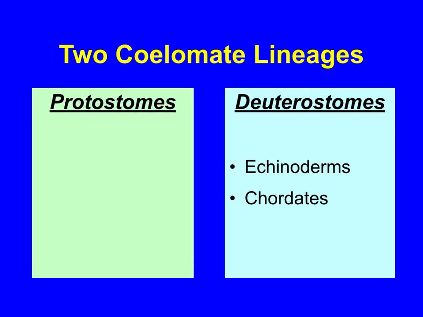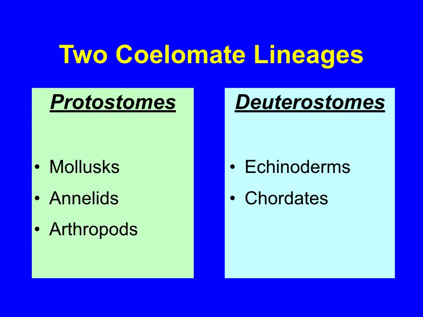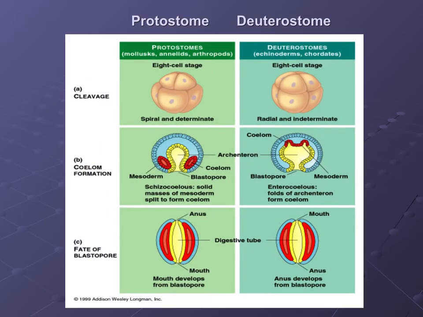So the 2 coelomate lineages, we have deuterostomes, which are echinoderms, or echinodermata, which you're going to find in starfish, things like that, and chordates, which we are chordates, really the vertebrates is where we're going to see it. And then the protostomes: mollusks, annelids, and arthropods. So we're going to start moving into some of those. Okay. We see the protostome versus deuterostome, how the cells undergo cleavage.